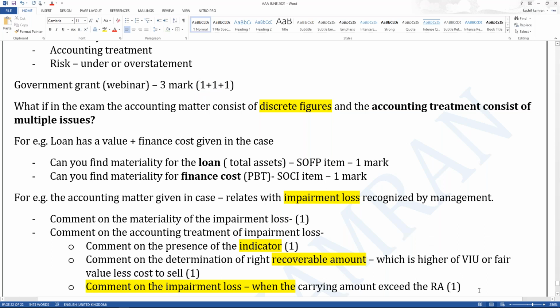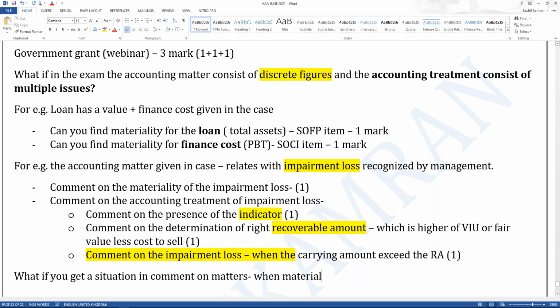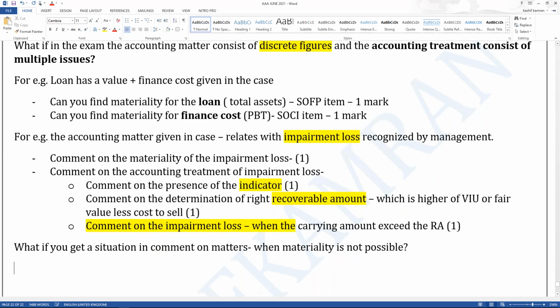Now, understand another situation. What if you get a situation in comment on matters when materiality is not given, when materiality is not possible? So then that means when you get a situation when materiality is not possible, then how would you go? You will not get any marks on materiality. So you will directly start with the comment on the treatment, and you will directly start with risk.